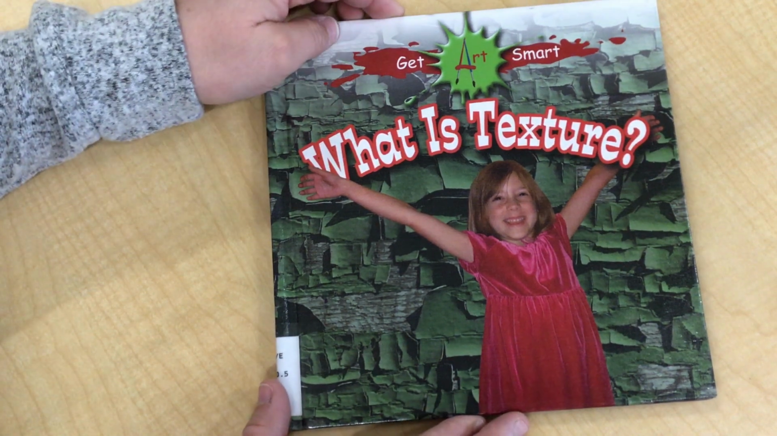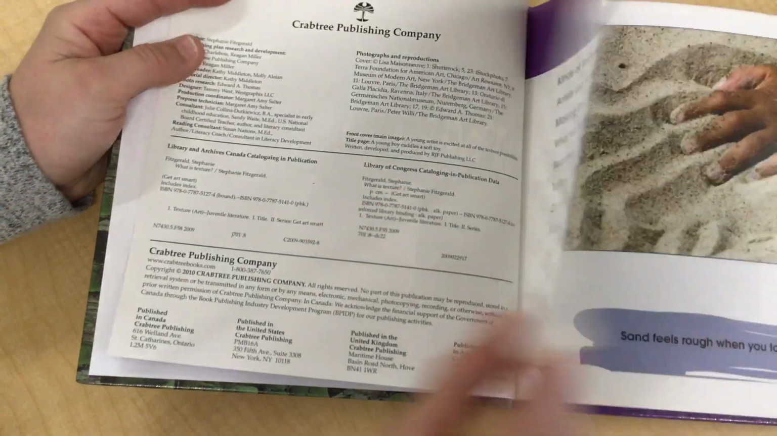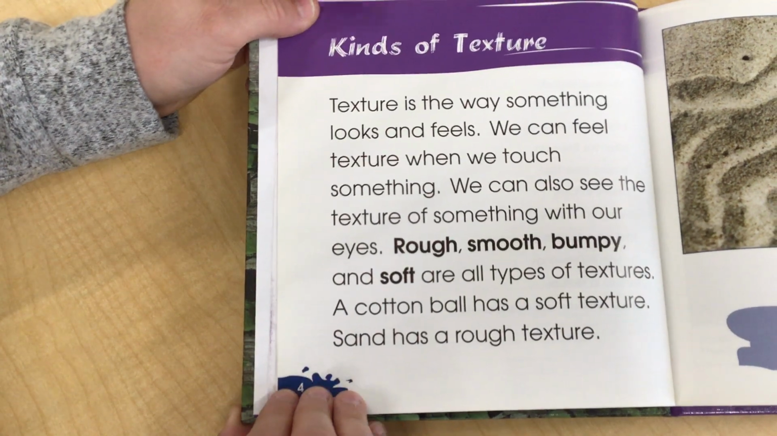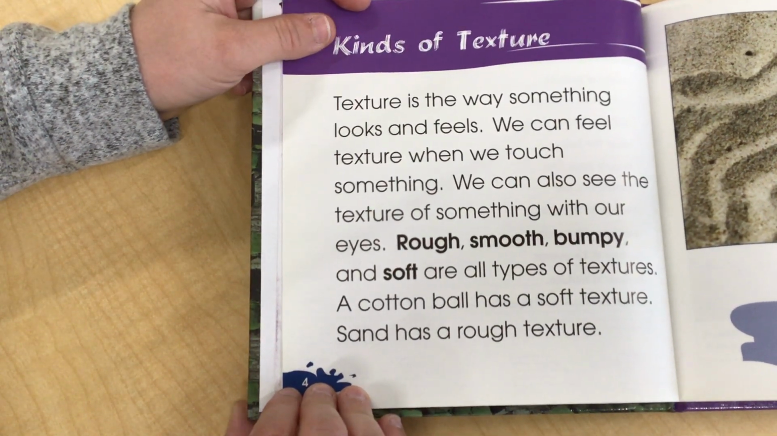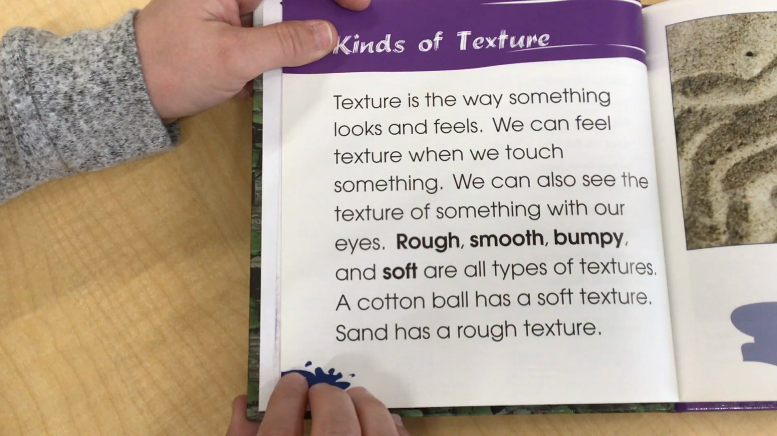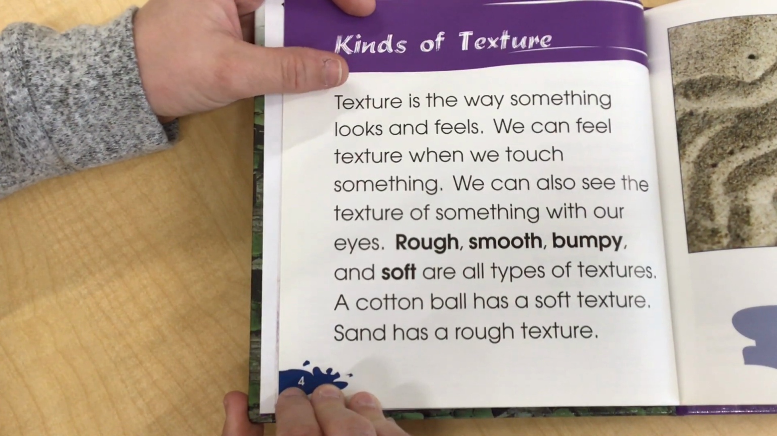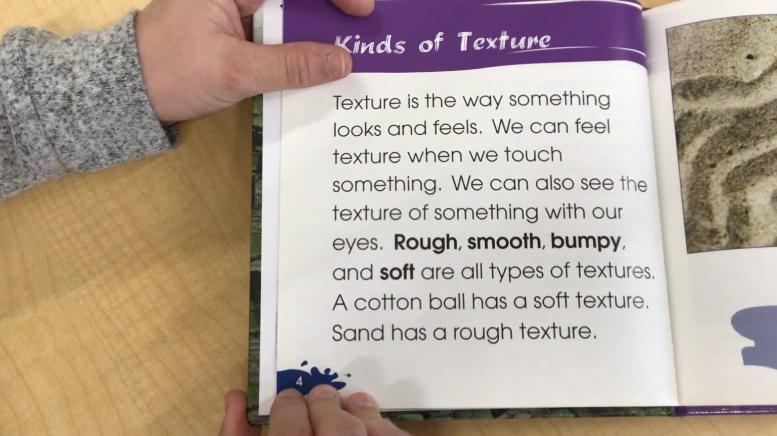What is texture? Kinds of texture. Texture is the way something looks and feels. We can feel texture when we touch something. We can also see the texture of something with our eyes. Rough, smooth, bumpy, and soft are all types of textures.